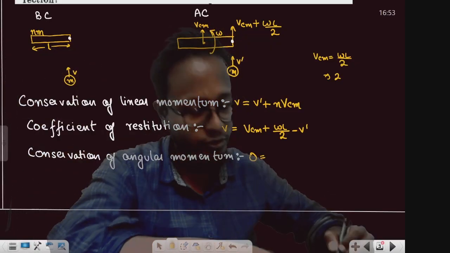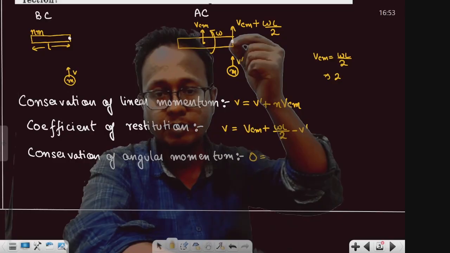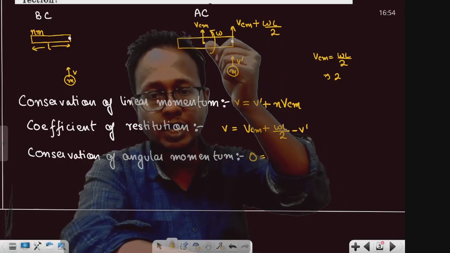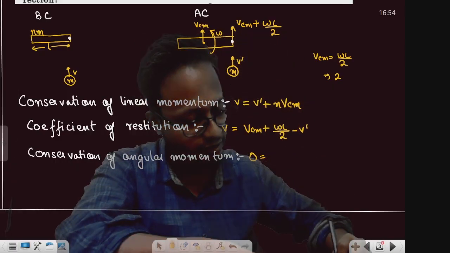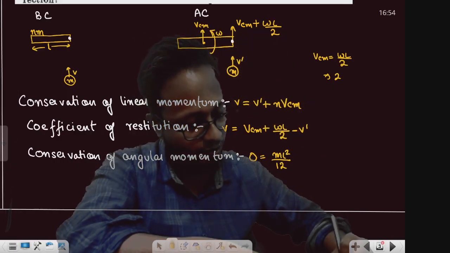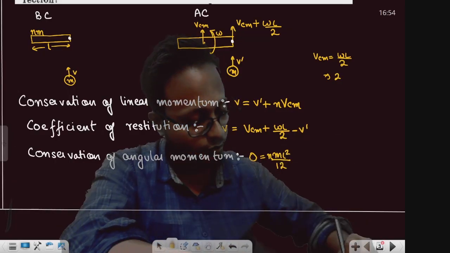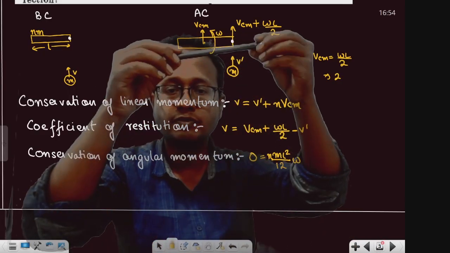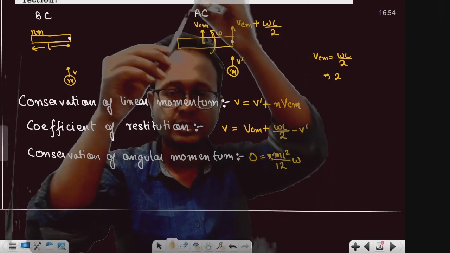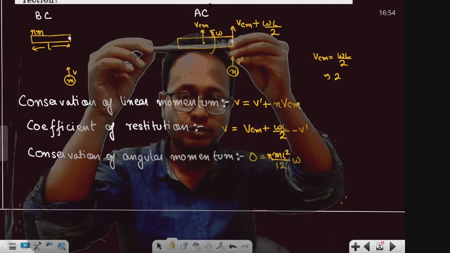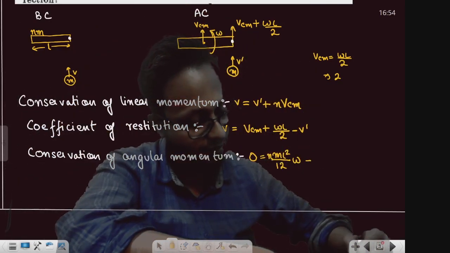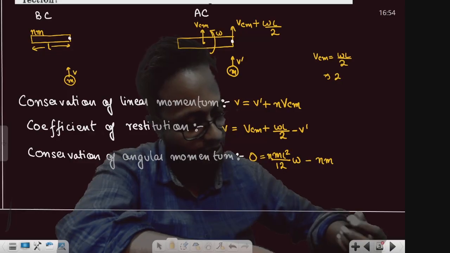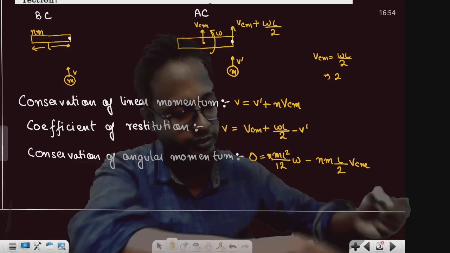So 0 is equal to the final angular momentum of the rod about this point. It is nothing but angular momentum of the rod about center plus velocity of center of mass through this point. That means it is nothing but nml square by 12 into omega. This omega is trying to rotate anti-clockwise. And if I take my origin out here, velocity of center of mass is trying to rotate in clockwise direction. So minus nm into r cross v, where r is L by 2, cross v, velocity of center of mass. So I get my three equations.